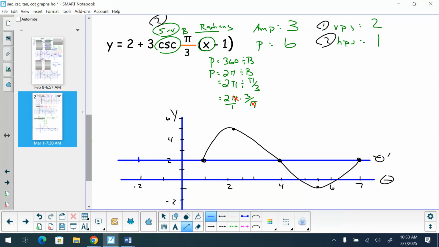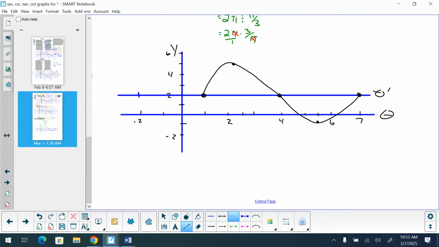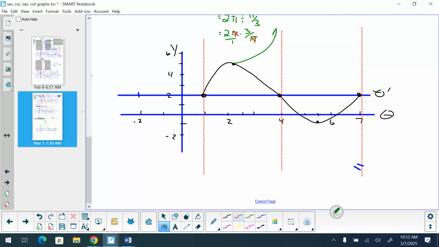Wherever I cross the prime axis, vertical asymptotes. And then from any peak, asymptotic parabola up, valley, asymptotic parabola down. It's because we're talking about cosecant. We will have more practice with this on Monday and also Tuesday. The cues that we have with our trig functions, you'll see over and over and over again.